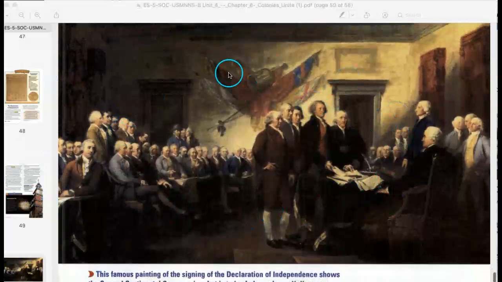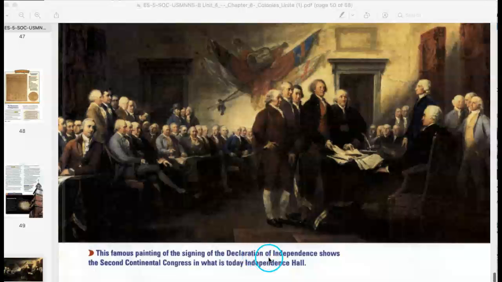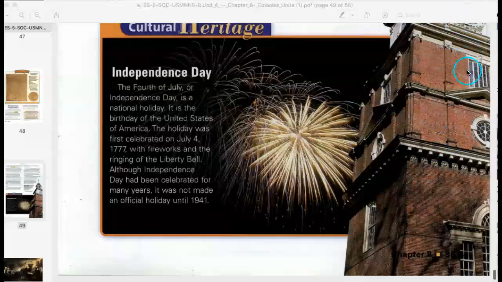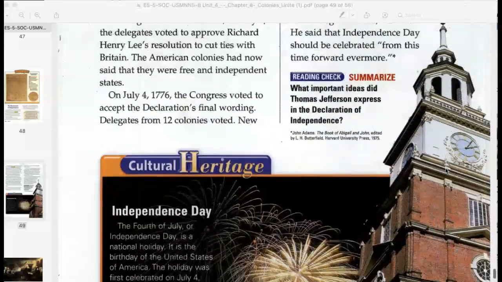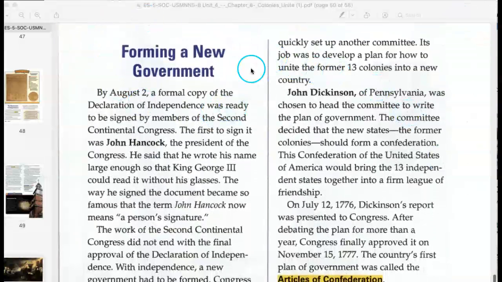Famous art here. This is a famous painting of the signing of the Declaration of Independence, and it shows the Second Continental Congress in what is today Independence Hall. Our next section, forming a new government.